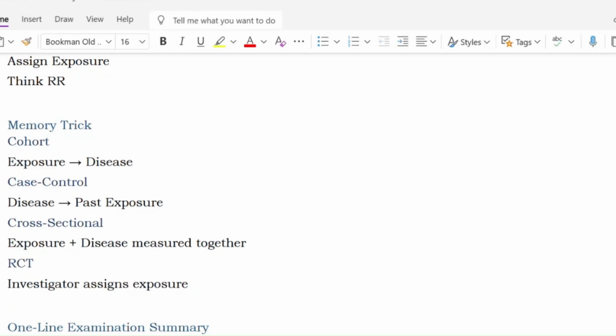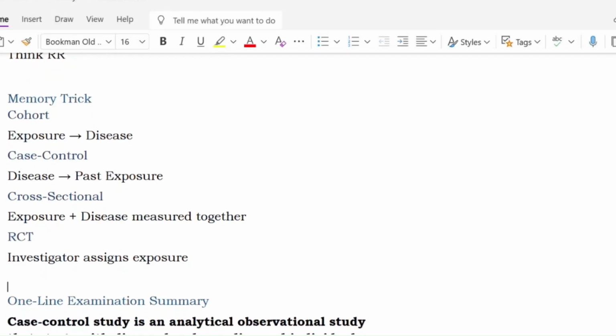So cohort, it goes from exposure to the disease in a forward direction, while case control goes from disease to the past exposure in the backward direction. While cross-sectional is a snapshot, it studies the exposure as well as disease together. Okay. RCT, here the investigator will assign the exposure.